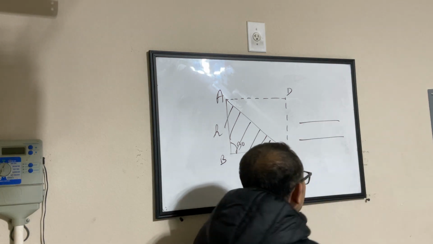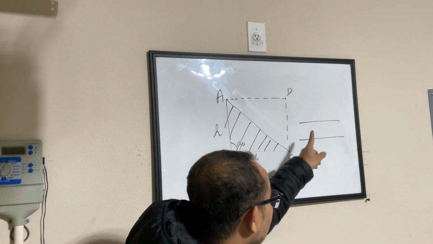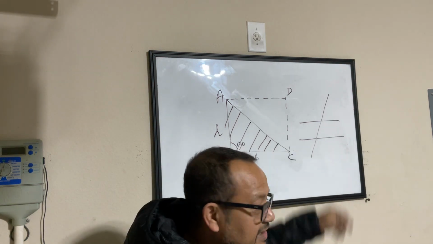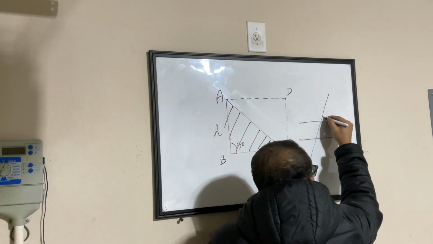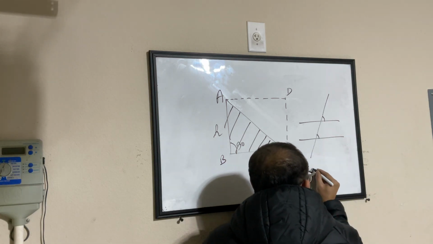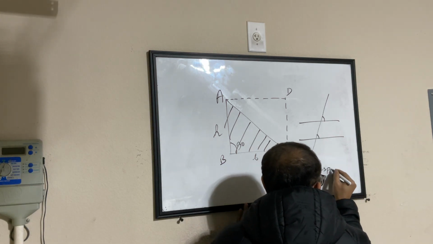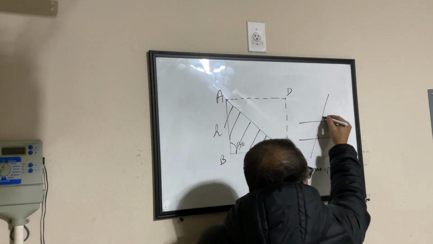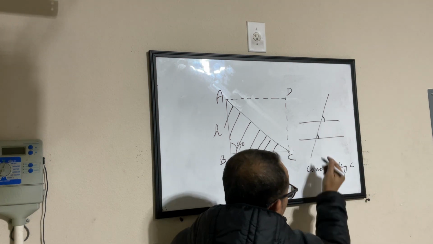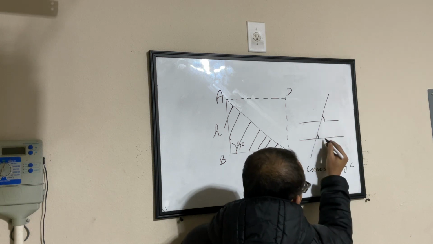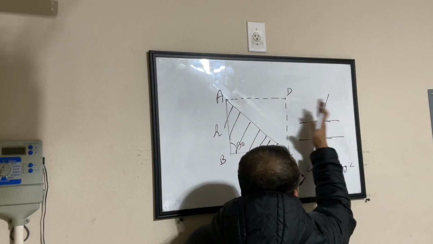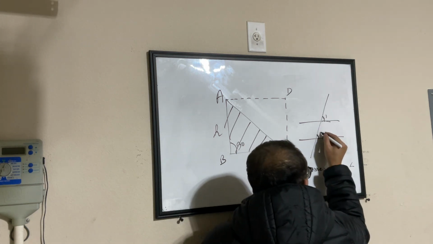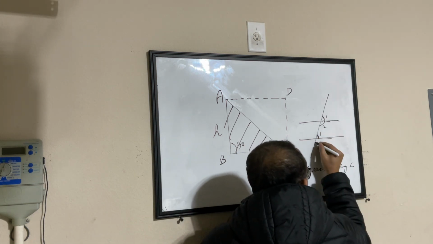If I have a pair of parallel lines, and the third line intersects, then this angle and this angle are called corresponding angles, because both angles are above the parallel lines and on the same side of the intersecting line. So if this is 1, this is also 1. If this is 2, this will also be 2.